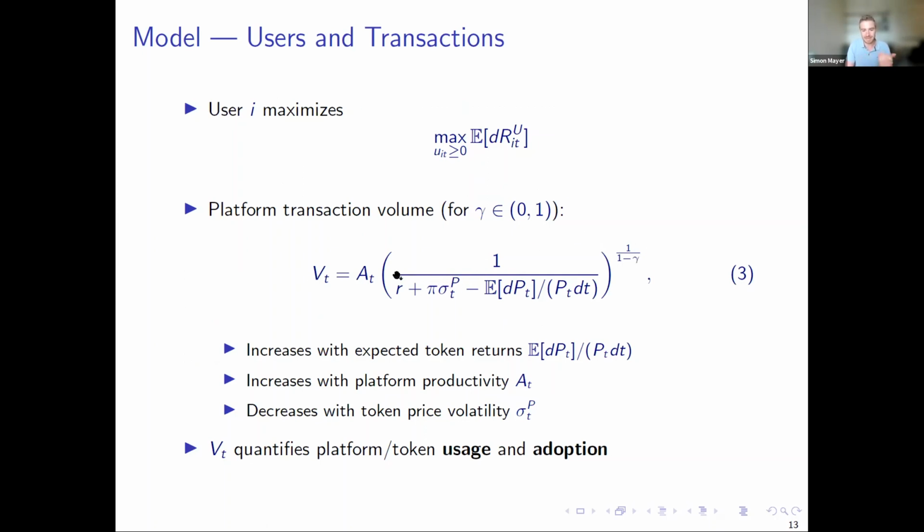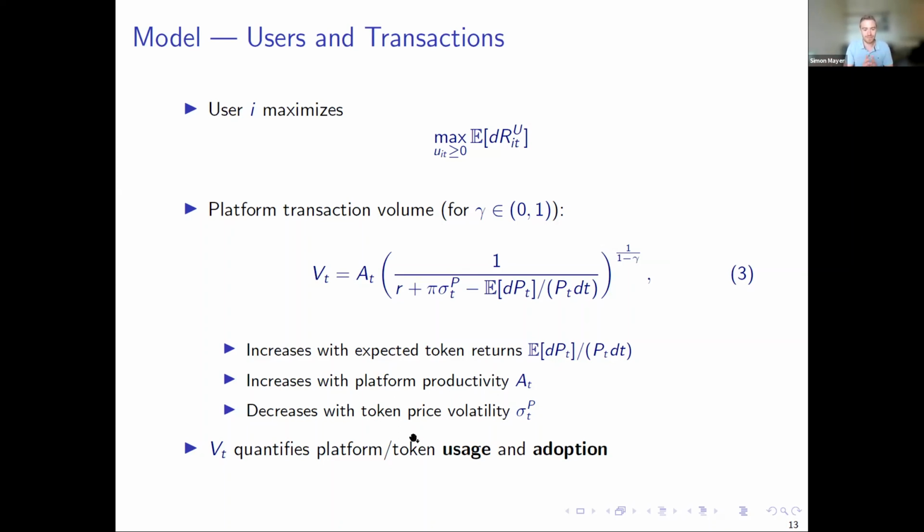The exact expression is not super important, but simply the following three observations suffice. Platform transaction volume increases with expected token returns. Why is that? When users can earn token returns while holding tokens, the opportunity cost of holding tokens becomes lower. So users are more willing to hold tokens and, in our reduced-form interpretation, to transact on the platform. Platform transaction volume also increases with platform productivity, which captures the technology of the platform, and decreases with token price volatility, which captures the users' preference for token price stability.